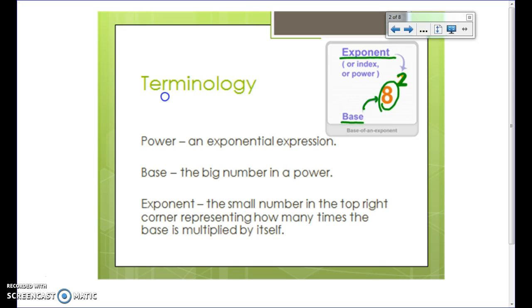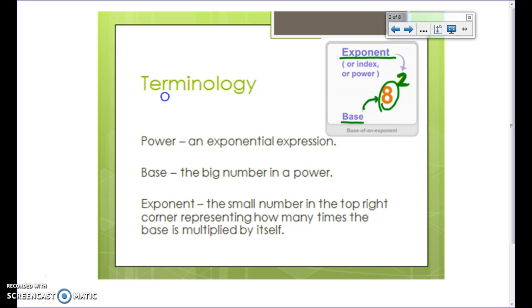I want you to look very carefully at the difference between the size of the 2 and the size of the 8. The 2 is specifically smaller, and it's in the top right-hand corner. The 8 is visibly bigger, and we call that the base number. Now, the 2 is not in the top left or the bottom right corner. It's not right next to it like an 82. And it doesn't mean multiply 8 times 2, which is 16.